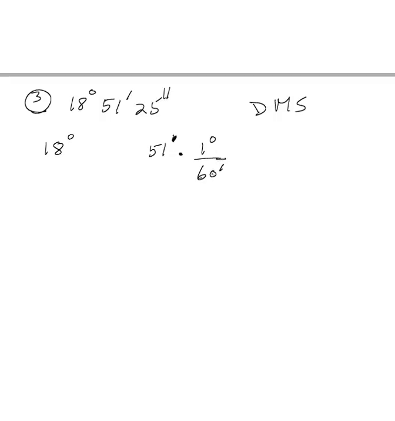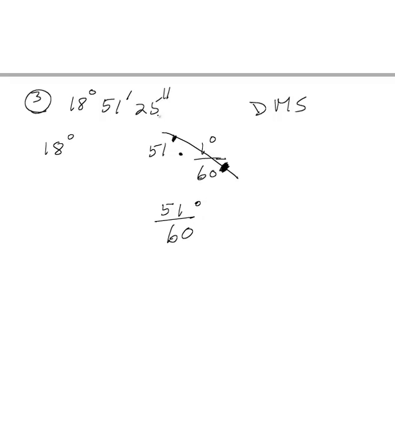This is my conversion factor. These are both worth the same thing. 1 degree is worth 60 minutes. So now, multiply these out. And I've got 51 over 60, and it's degrees, because these cancel out.